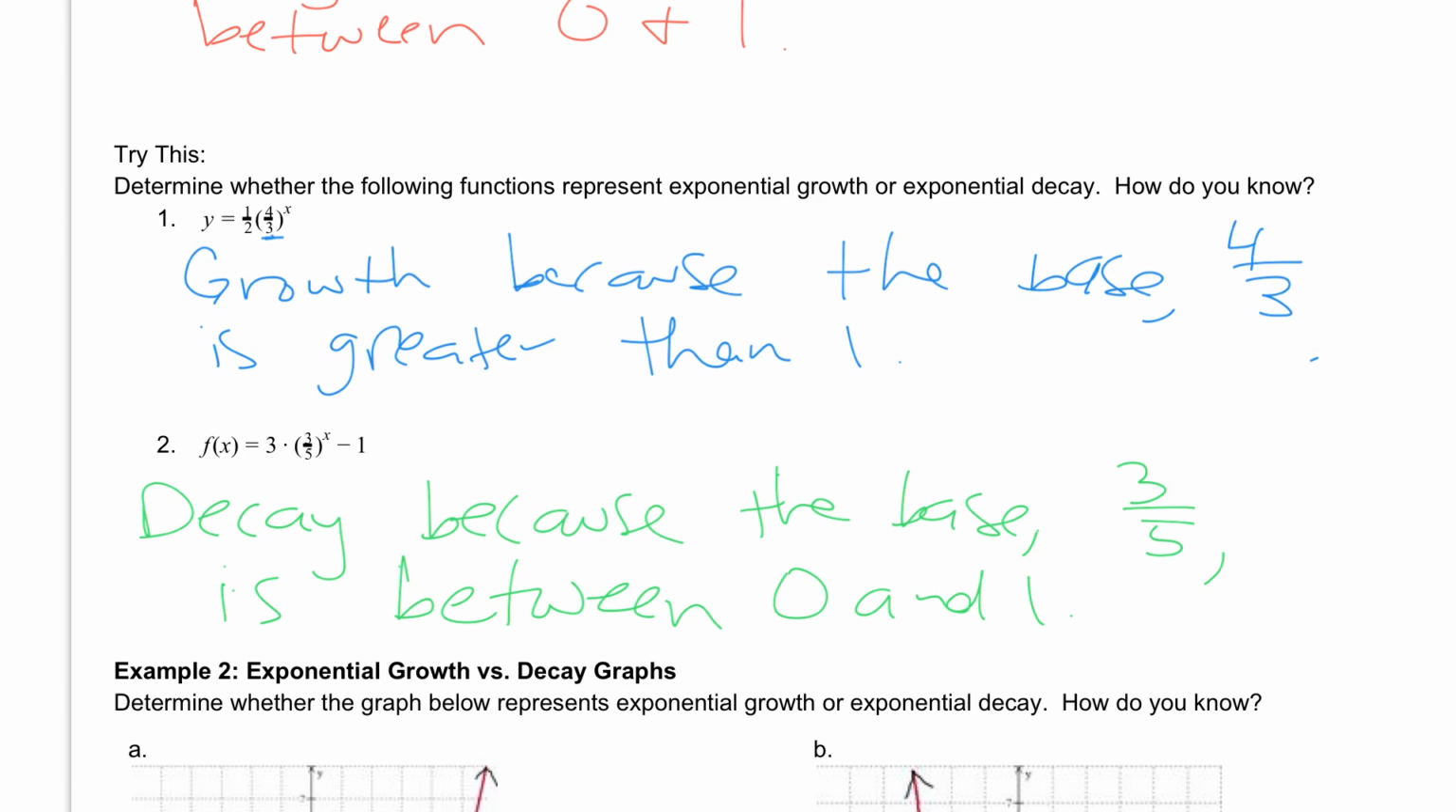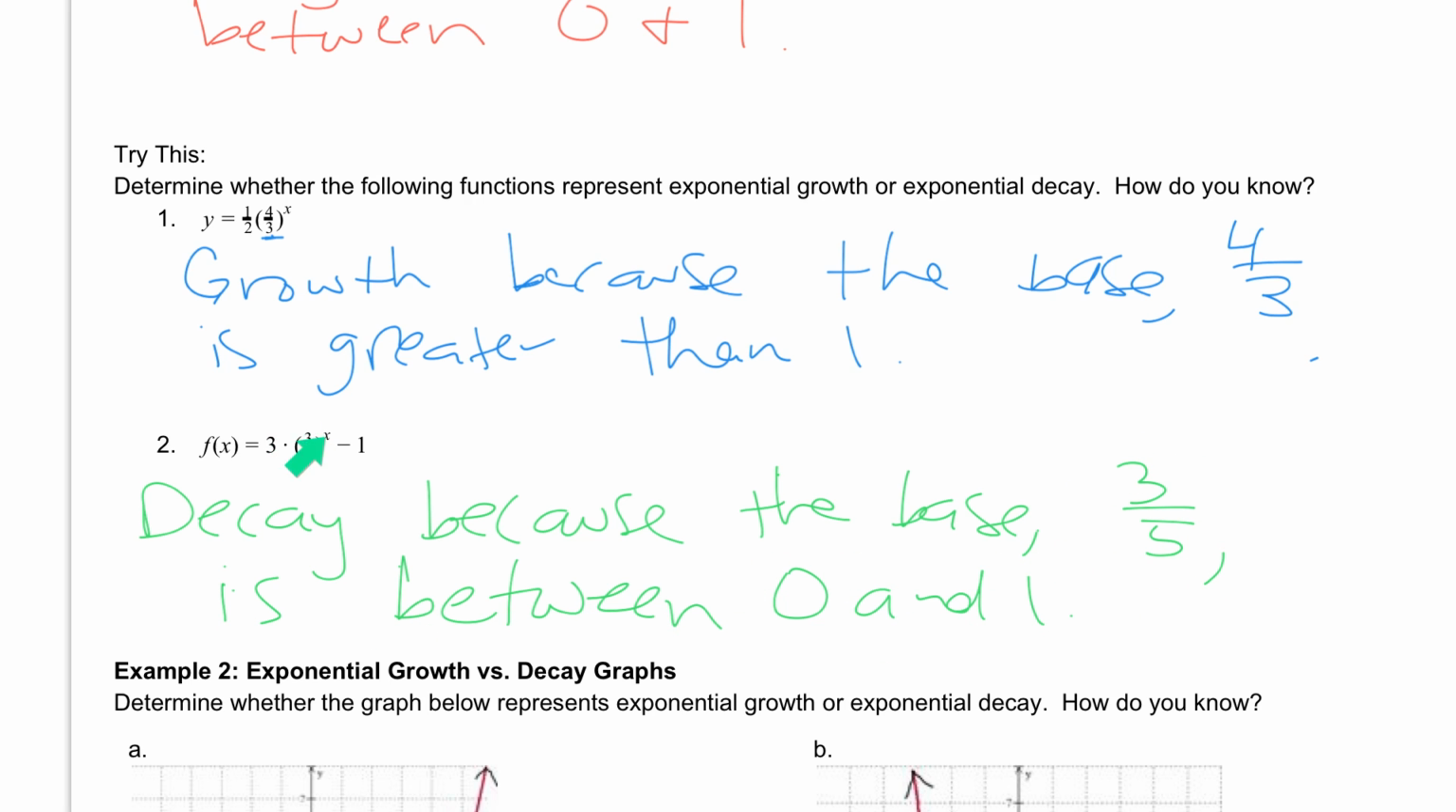If you did it correctly, you should see that number 1 is growth because the base 4/3 is greater than 1. If you're unsure about fractions, divide it, 4 divided by 3, and see what you get. You'll get a number that's bigger than 1. And then number 2 is decay because the base, which is 3/5, is between 0 and 1.